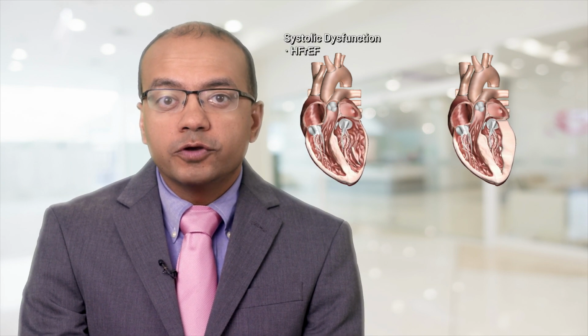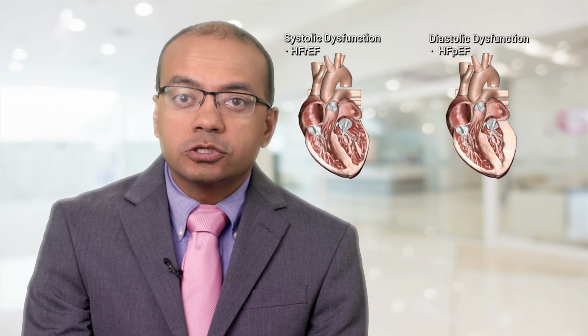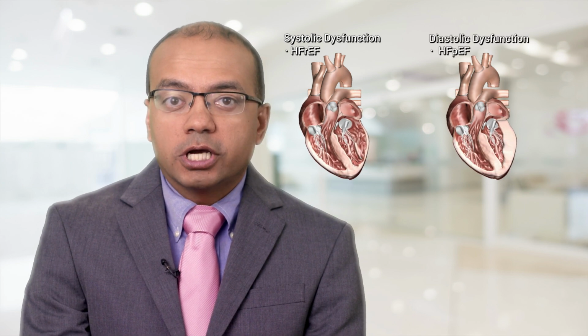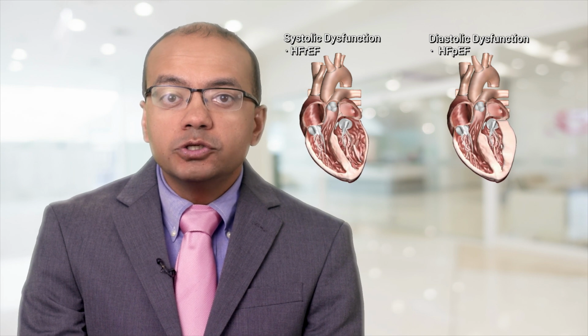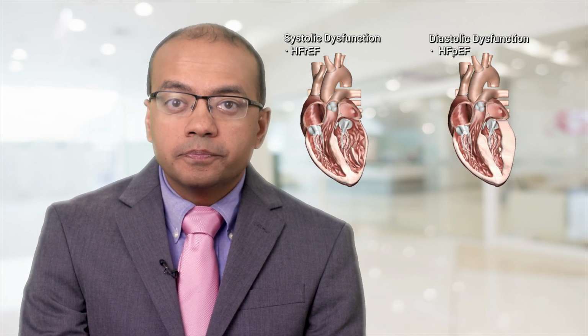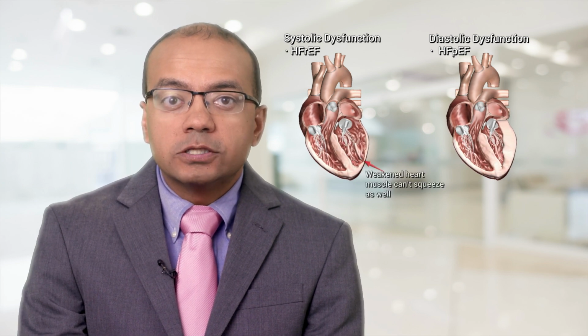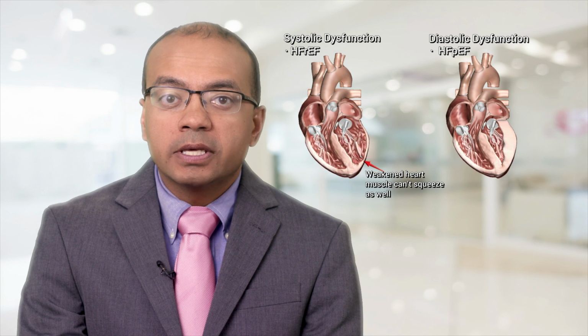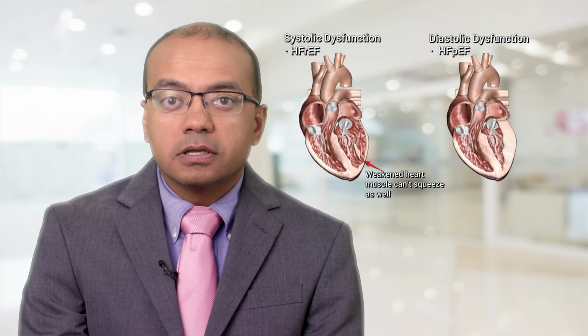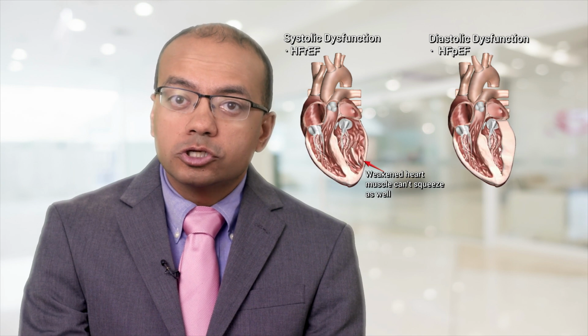So here is a schematic describing systolic dysfunction, or heart failure with reduced ejection fraction, and diastolic dysfunction, heart failure with preserved ejection fraction. On the left, you can appreciate that the left ventricle is enlarged, a little bit dilated, and this heart muscle is weak, and so this ventricle may not be pumping enough blood, and this is systolic dysfunction. On the right-hand side, the left ventricle is not enlarged at all.